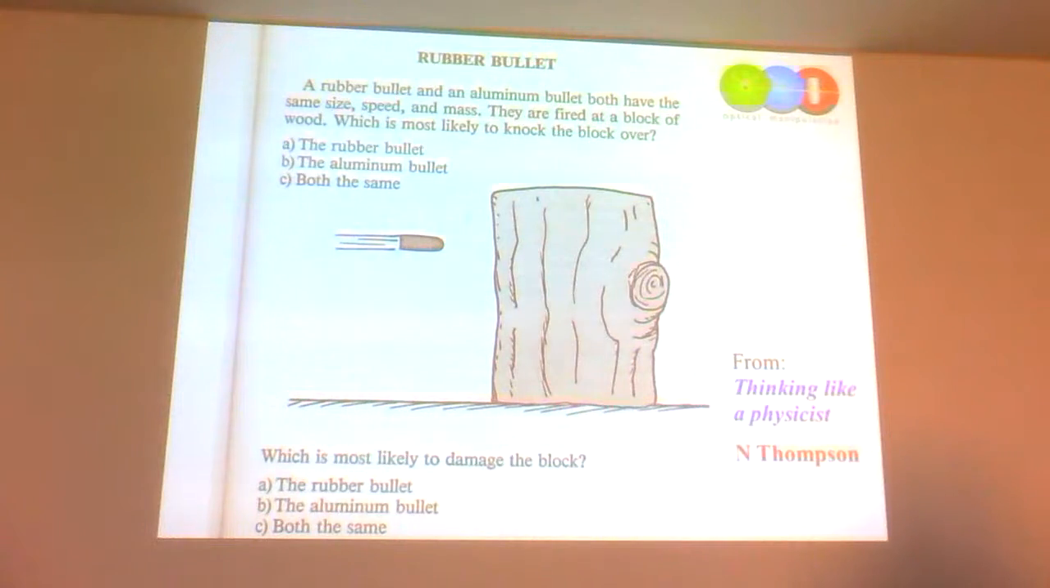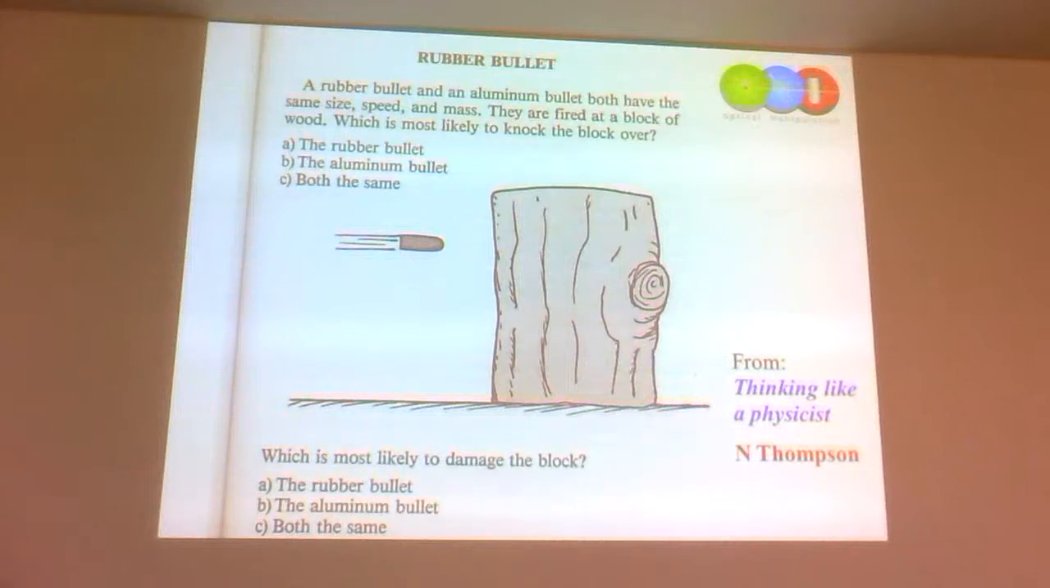So I'm now going to engage the audience to see how awake you are, mid-afternoon in a nice warm room after lunch. Let's say I have a block of wood, and I give you a little gun or pistol, and it has two bullets, an aluminium bullet and a rubber bullet. They're exactly the same size, speed, and mass.